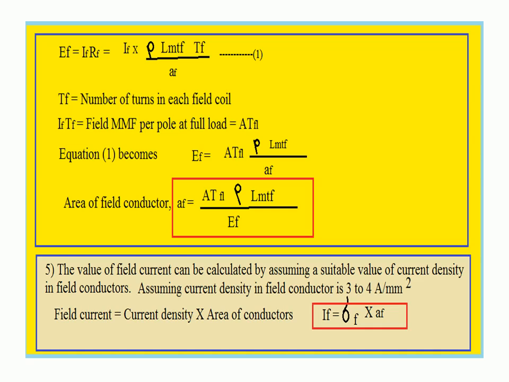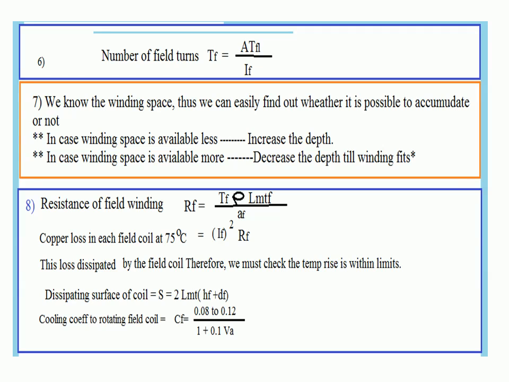Step number 5: the value of field current can be calculated by assuming a suitable value of current density in the field conductors. You can assume the current density in the field conductor to be approximately 3 to 4 amperes per millimeter square. Hence, field current equals current density into area of conductor. Step number 6: by knowing the ampere turns at full load, it is very easy to calculate the number of turns in the field winding, TF. TF equals ampere turns at full load divided by the respective field current.